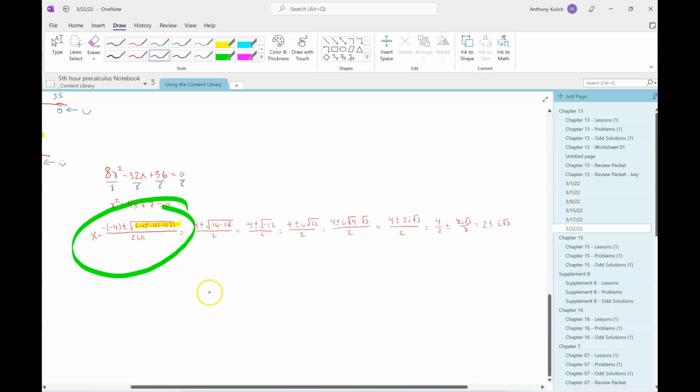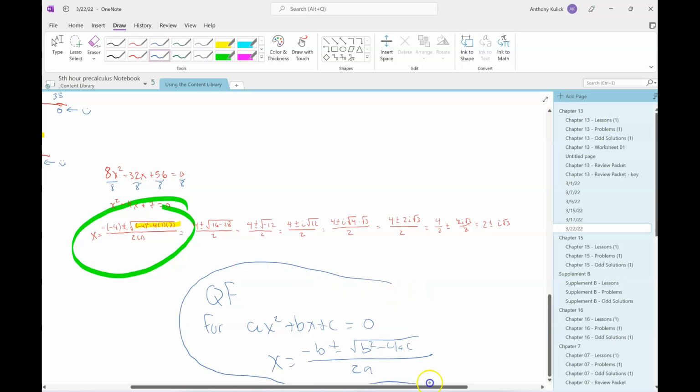And you guys all remember the quadratic formula? For a quadratic ax squared plus bx plus c equal to 0, x is equal to negative b plus or minus the square root of b squared minus 4ac, all over 2 times a. If you don't have that committed to memory, it might be a good thing to put it on your note sheet for this test because you'll use it periodically, right?